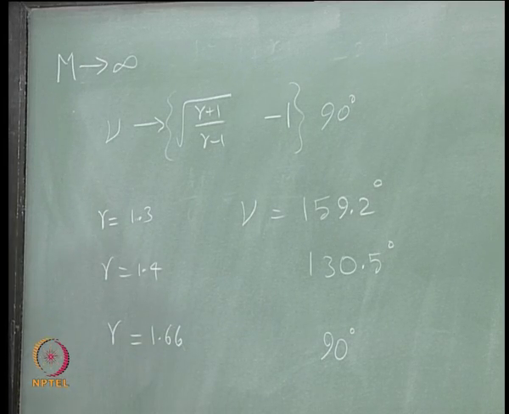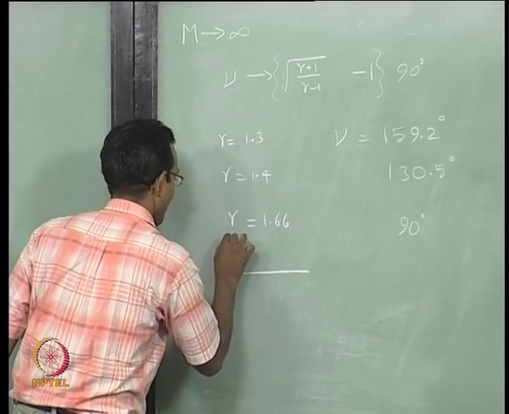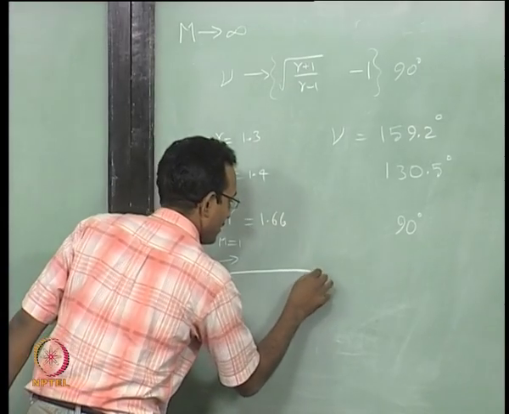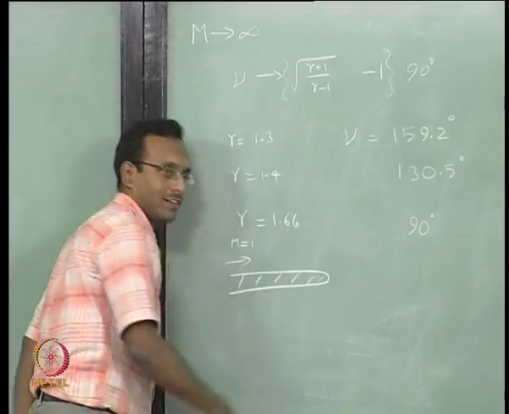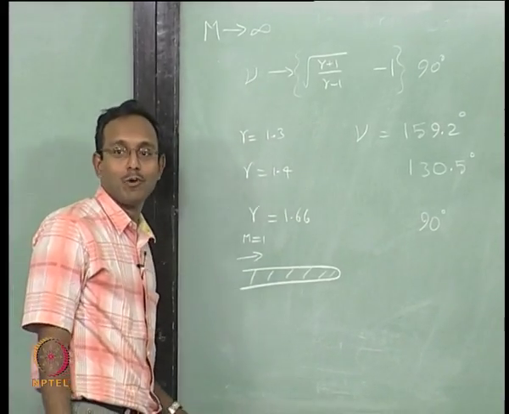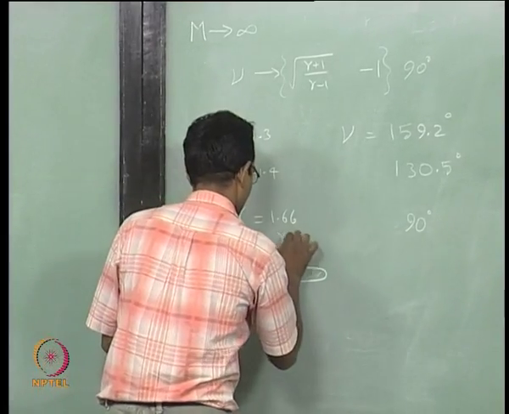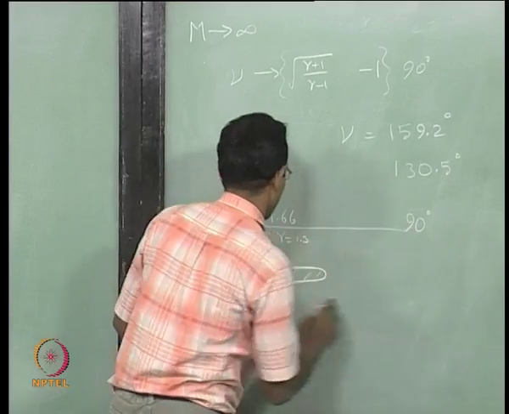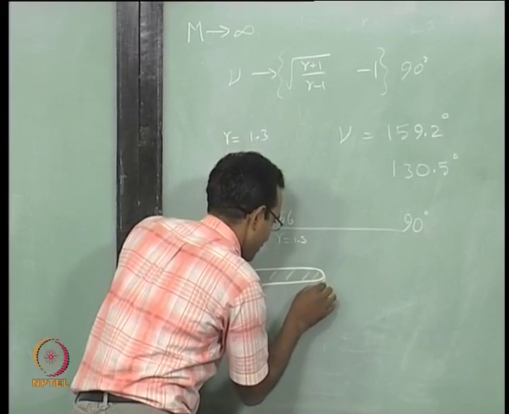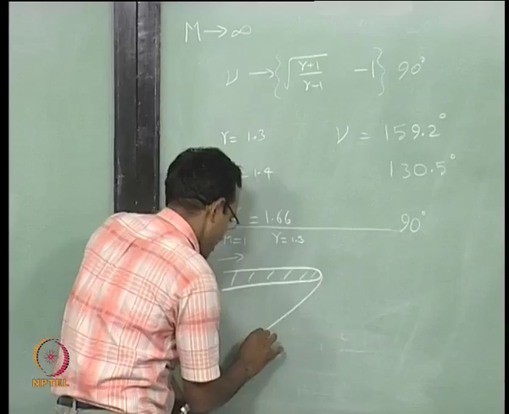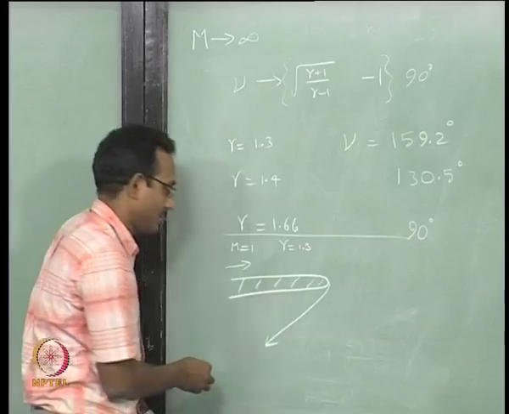What does this mean? Even if I accelerate my flow, say my flow is coming with M equal to 1 here, and I turn it straight back to 180 degrees, my flow has to turn around fully. The flow does not follow the wall anymore. That is what it says. If I have a case of gamma equal to 1.3, then it is going to turn by that 159 degrees alone. That will be something like this. My last streamline near the wall will separate from the wall and it just gets out here. This is what will happen.